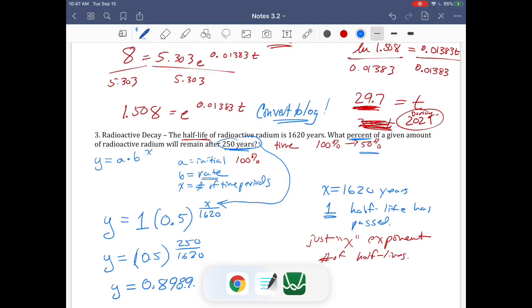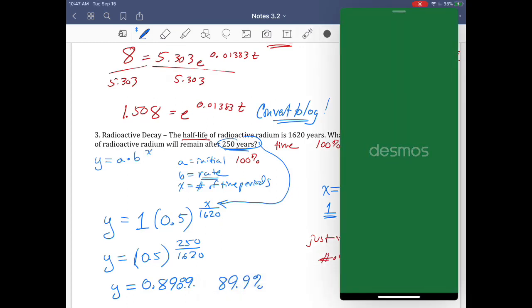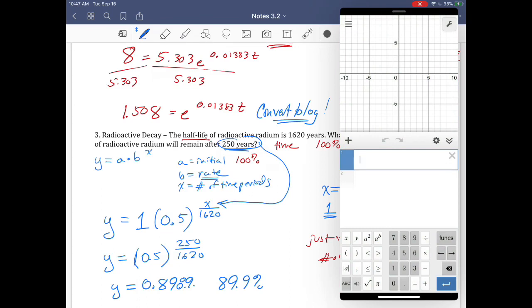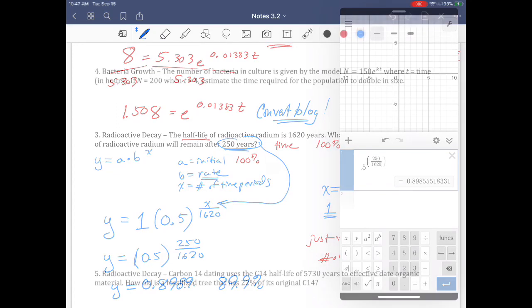Let's again just pull up this calculator. To make sure you're putting it in correctly, I would do 0.5 to the A to B button here. Again, remember to do 250 divided by 1620. And that's where that number came from.